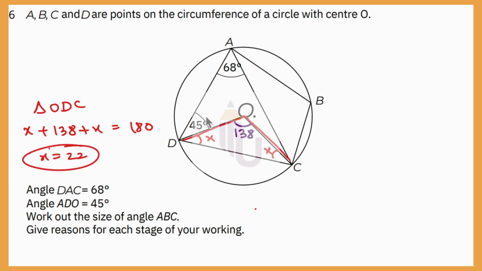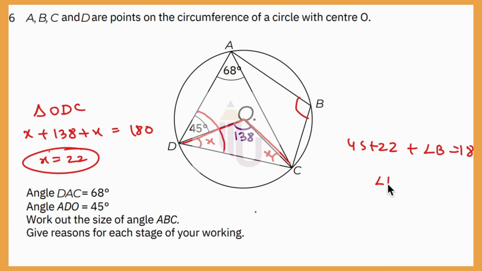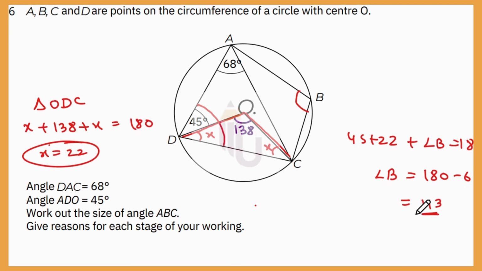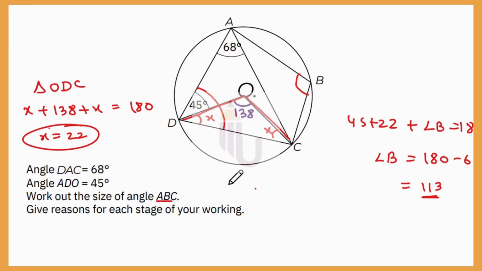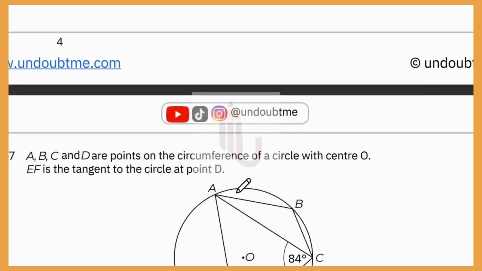Okay, now look at 45 plus x. It is opposite to angle B. So I can say that 45 plus 22 plus angle B is equal to 180, opposite angles of a cyclic quadrilateral, and from there you can get angle B as 180 minus 67, that is 113. Angle B is nothing but ABC, and that is how we are done with the question.